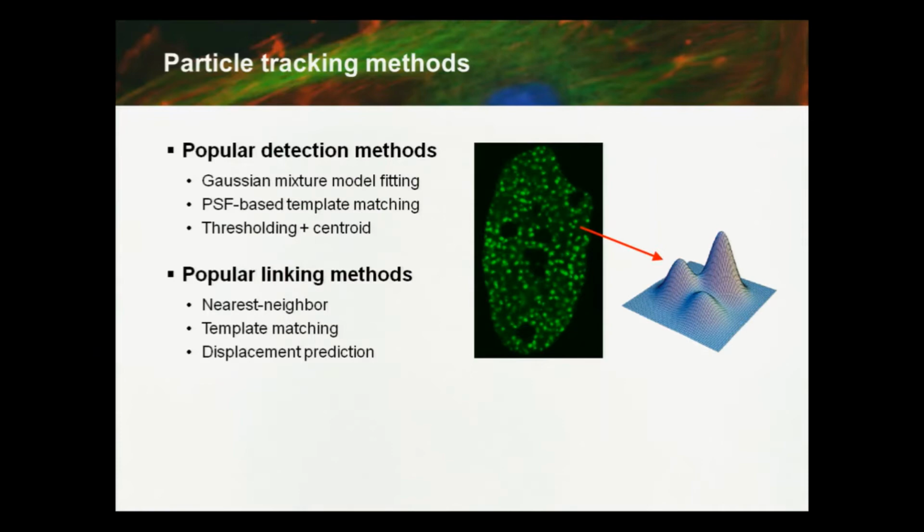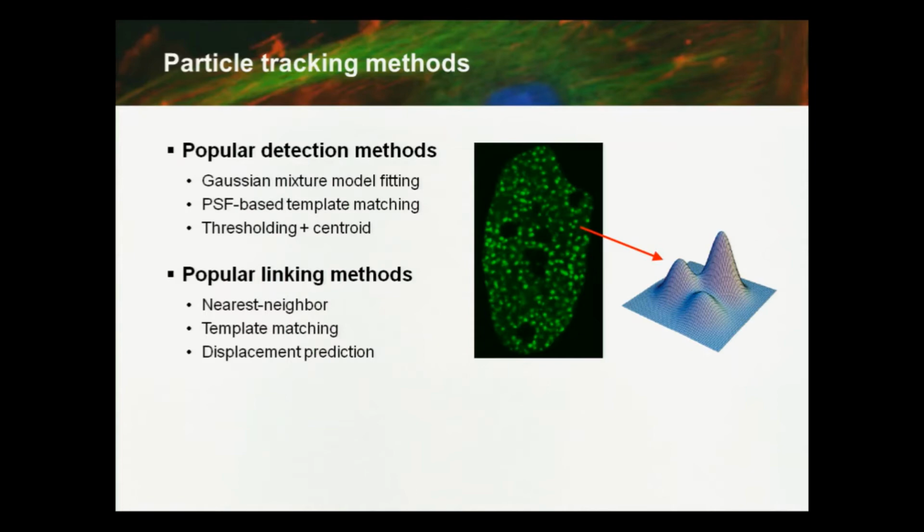And the point spread function of a microscope is well approximated by a Gaussian. So that's why it's a very popular method, but some other methods are used as well. Methods for subsequently linking those detections are, for example, using a nearest neighbor approach. So for every detected particle in one frame, you just look at what is the closest in the next frame, and then going on and on like this, you build a trajectory.